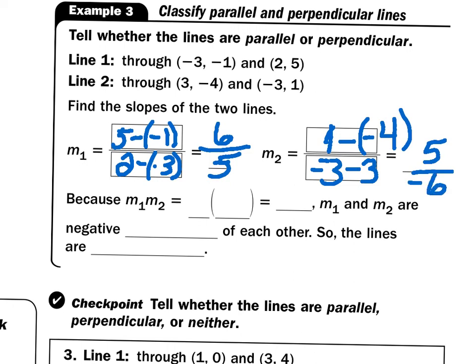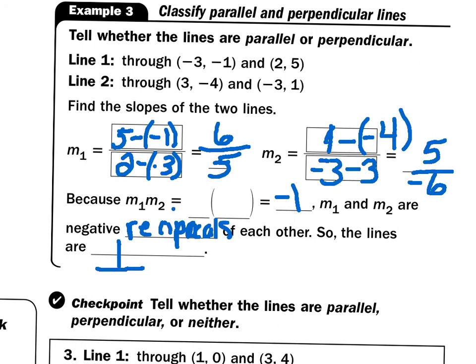And are they parallel or perpendicular? The slopes aren't the same. And when we multiply these together, we get negative 1. So the slopes are negative reciprocals of each other. So the lines are perpendicular. And this is how you show perpendicular.